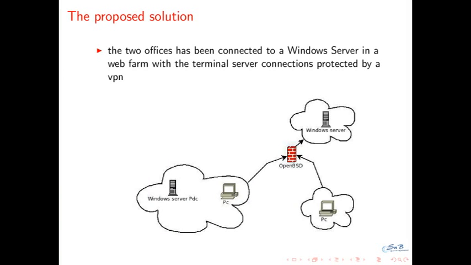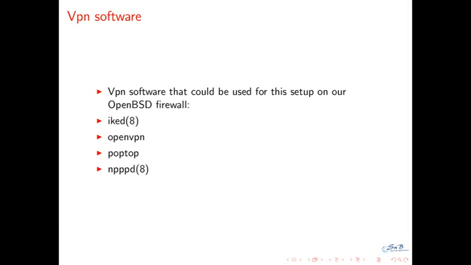So we proposed a solution based on VPN, based on OpenBSD as a VPN concentrator and firewall, and both offices would connect to the central Windows server. The main problem initially was that we had to decide which VPN software we would use. We wanted to use OpenBSD as a firewall because we had deployed many others to other customers.